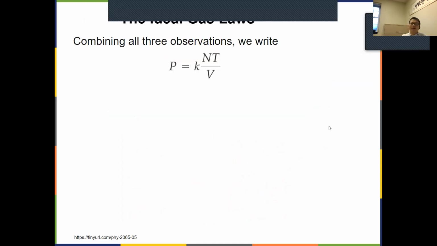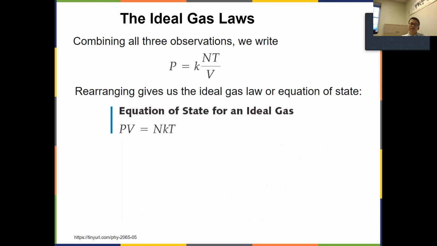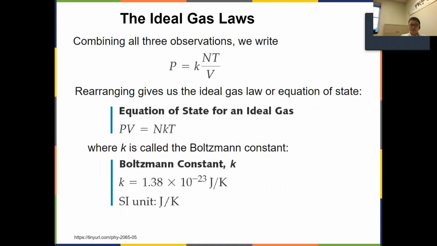So with that, we came to the conclusion that pressure is proportional to the number of molecules, proportional to temperature, and inversely proportional to the volume of the gas. And if you rearrange the terms, the relationship among the parameters becomes pressure times volume equals the number of molecules N times k, which is a constant, times T, the temperature, where k is called the Boltzmann constant, and it's 1.38 times 10 to the minus 23 joules per Kelvin.